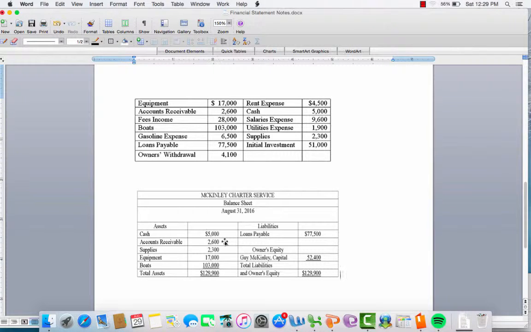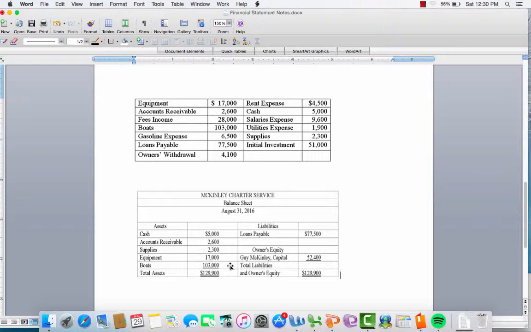Accounts receivable is considered to be pretty liquid. That's money that's owed to us by our customers. We expect that it's going to be paid back to us fairly rapidly, so it's a pretty liquid item, so we list it second in our order here, and that's 2,600. Our supplies are going to be third, 2,300. Keep in mind, these are all assets. This is property owned by the company that we have some measure of control over. Equipment, 17,000. And again, we're just pulling those numbers from our ending balances.